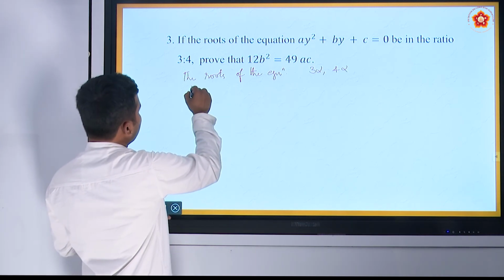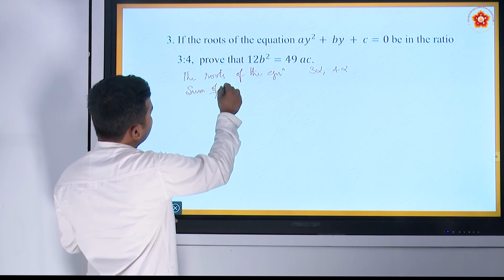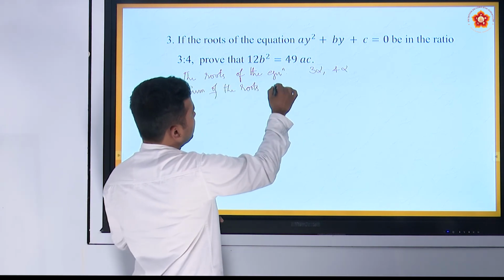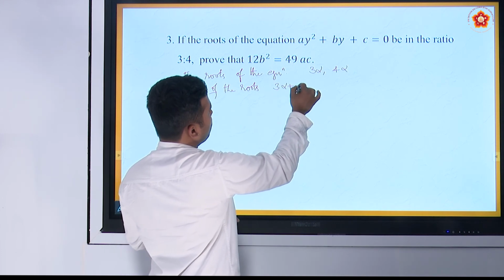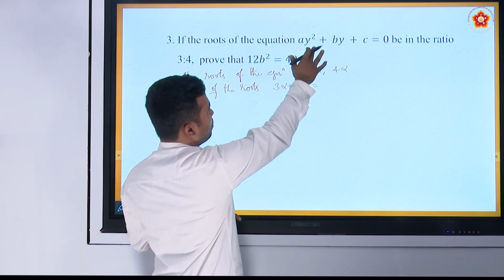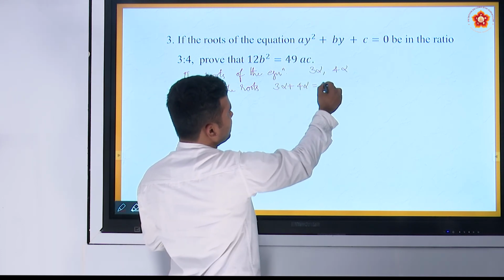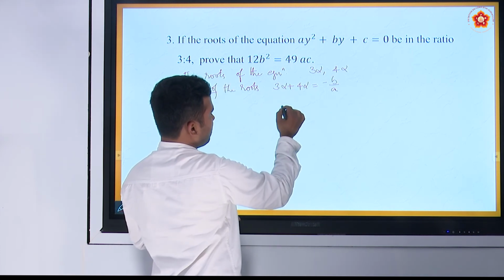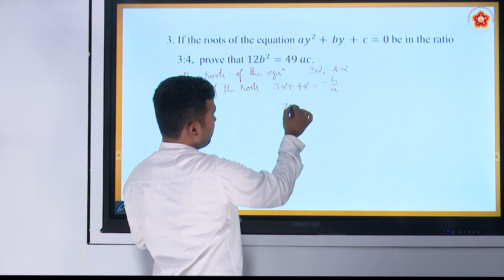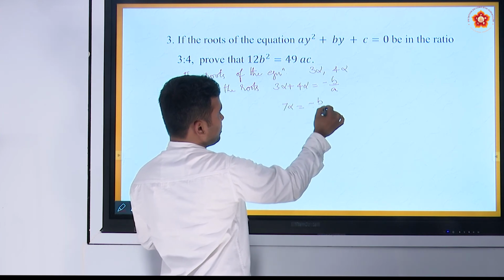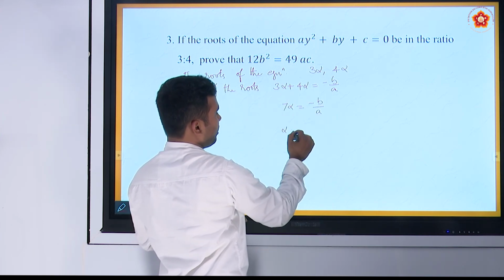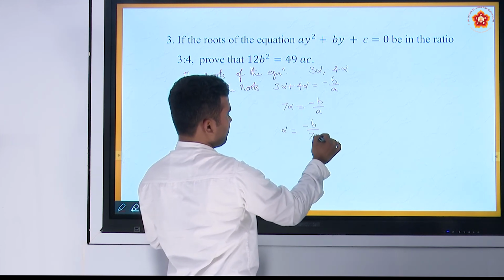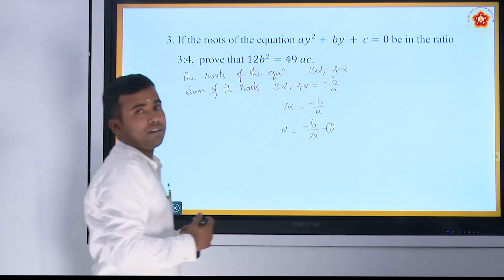See, the sum of the roots can be written as, so what is the sum of the roots? That is 3 alpha plus 4 alpha is equal to, the sum of the roots for this equation will be minus b by a. Okay, 3 plus 4 will be 7 alpha, which is equal to minus b by a. And what is alpha? Alpha is minus b by 7a. I can call it equation 1.